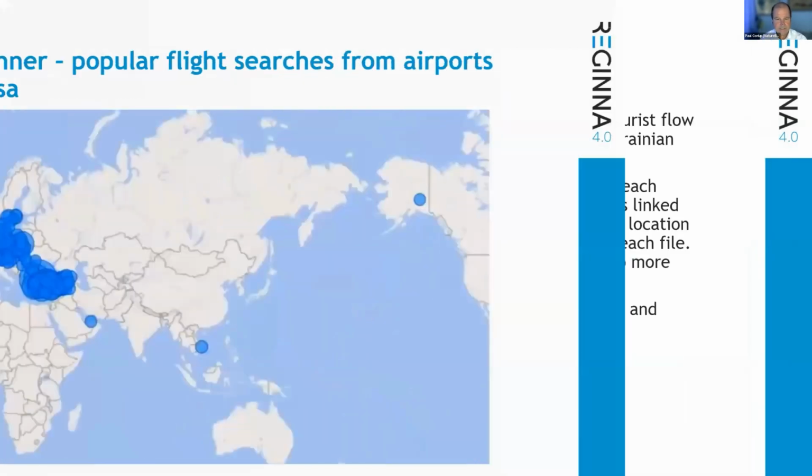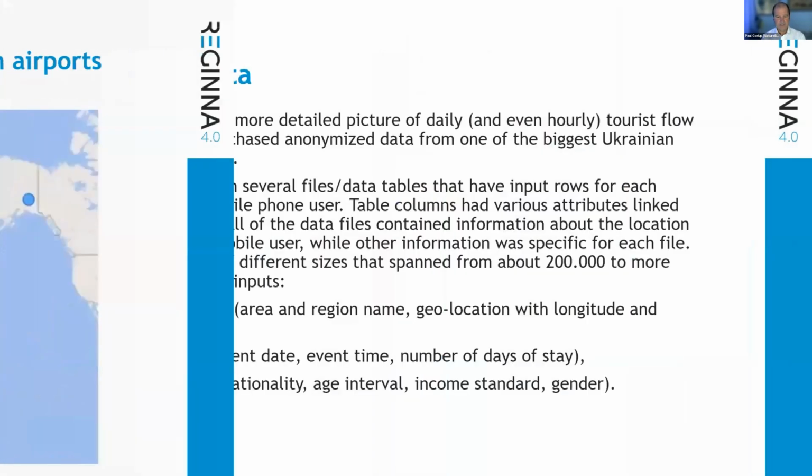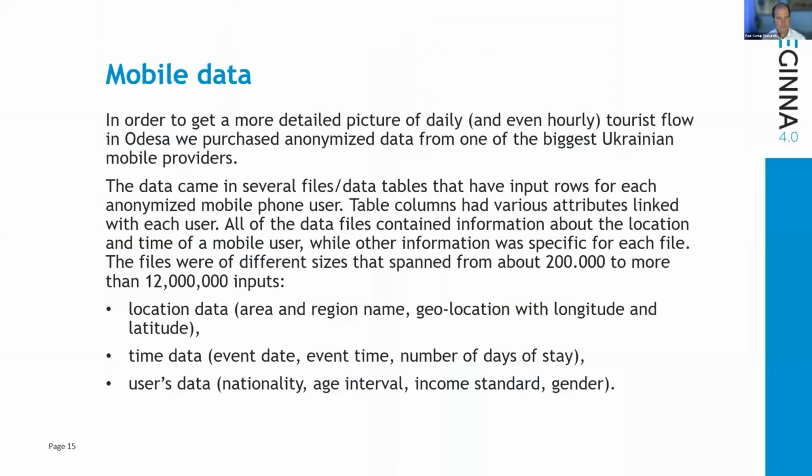Mobile data, this was by far our most extensive data set, up to 12 million records, and the most granular set of data that we had, because it's basically following people's mobile phones.